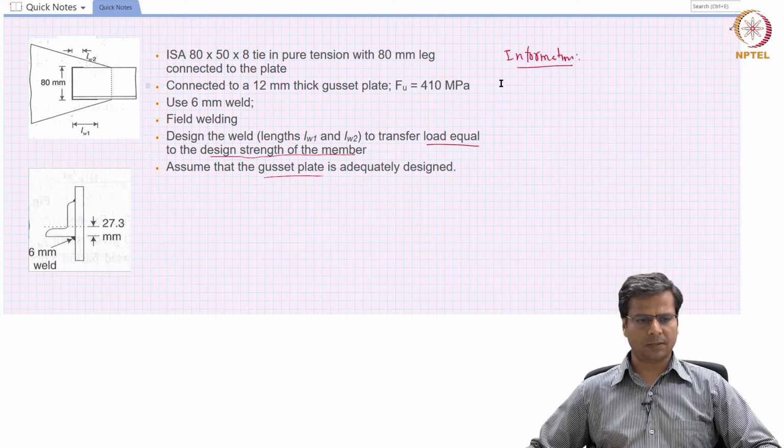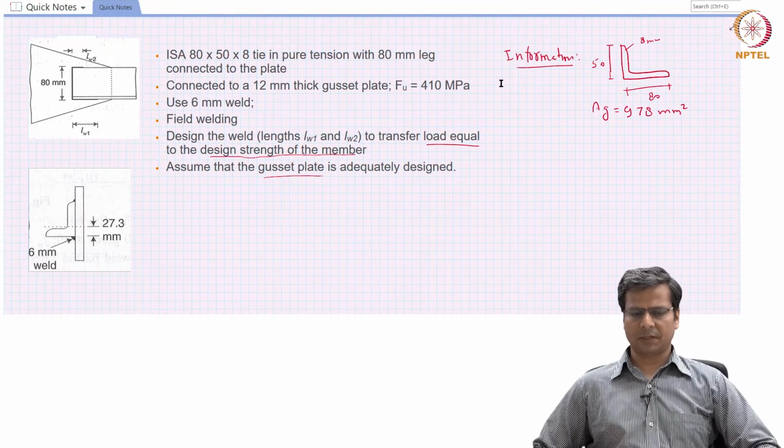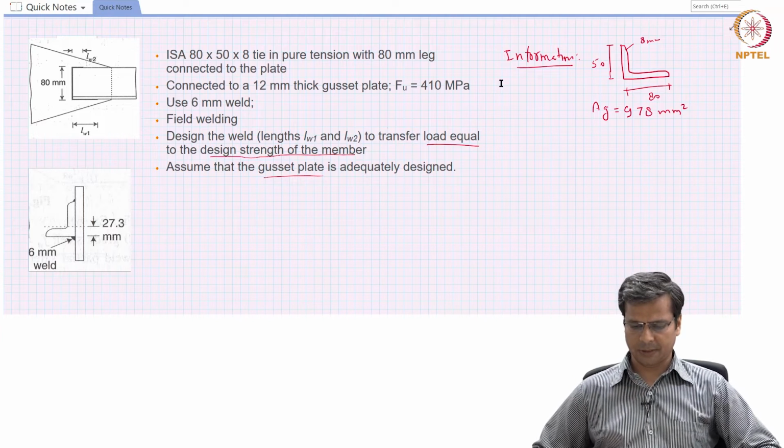So this angle is 80 by 50 by 8 in dimensions: this side is 80, this side is 50, and the thickness is 8 millimeters. We will calculate the cross section area of this angle, and it turns out to be 978 millimeters squared. We only need the cross section area, we don't need the net section area because there is no reduction in the cross section in this angle.